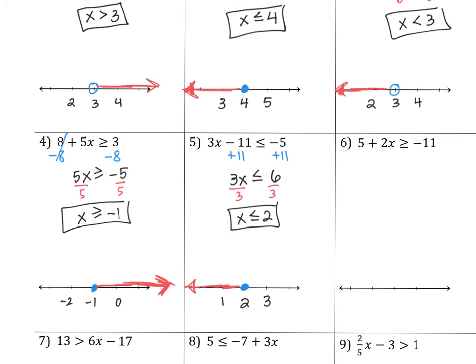Okay, let's see. For this one, 5 plus 2x is greater or equal to negative 11. Since it's a positive 5, I'm going to subtract 5. Okay, I'll bring down the positive 2x, bring down the inequality. Negative 11 and negative 5 is going to be a negative. Since I have 11 negatives and 5 negatives, I add them up and I get negative 16.